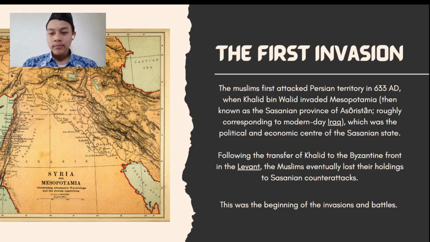Now, the first actual blow by the Muslims was the first invasion. The Muslims first attacked Persian territory in 633 AD when Khalid bin Walid invaded Mesopotamia, now Iraq, or Iran, I forgot, which was the economic and political center of the Sassanian Empire. Following the transfer of Khalid to another front, the Muslims lost their holdings to counterattacks. But it's okay, this was just the beginning of the many battles that will continue. Actually, there are only two battles, but who cares? This is what the slide says.